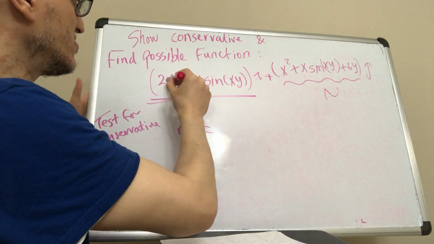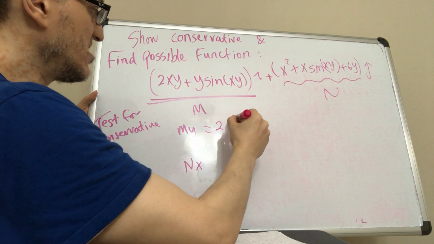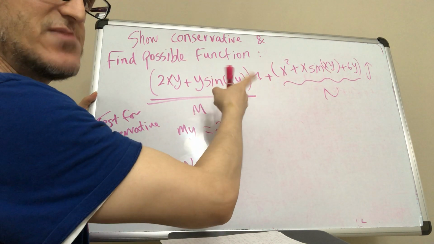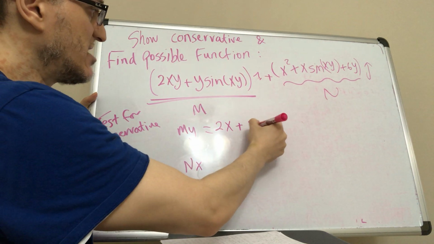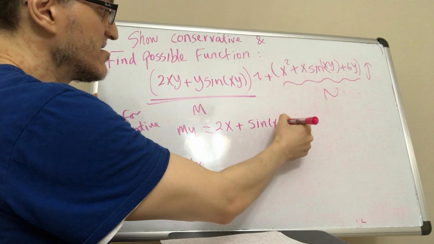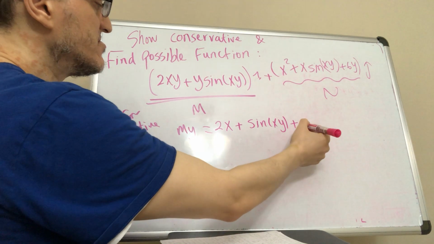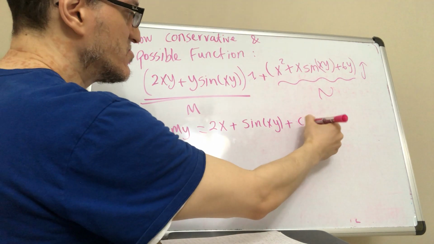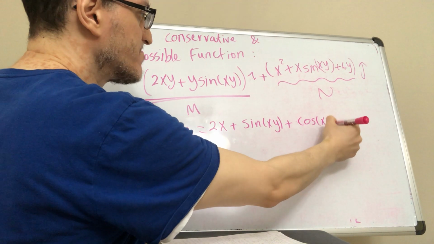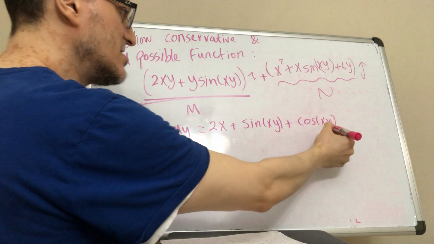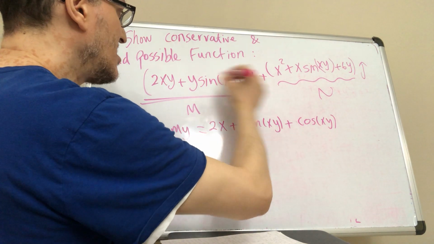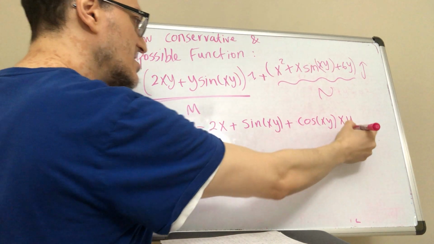Derivative with respect to y, a constant y is a constant. Here, we have to do product rule. Derivative of the first one is 1 times the second function. Derivative of the second function would be cosine times the inside. Derivative of the inside with respect to y is x, times the first one, which would be xy.